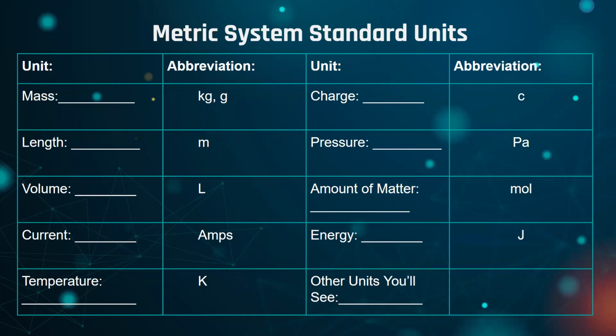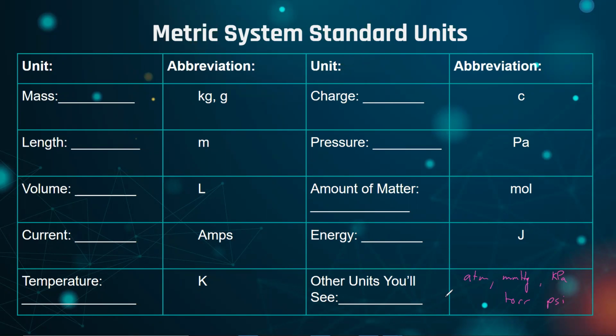Current is going to be in amperes or amps for short. Temperature is generally going to need to be in Kelvin. Charge is represented in coulombs. Pressure, the standard unit is pascals. However, you may also see a lot of pressure units. So under other units, you might see atmospheres is one, millimeters of mercury is another. You might see kilopascals as well, or torr is another pressure unit, maybe PSI. But those units, you're going to need to be able to convert between them. Amount of matter you're going to see in moles, and energy you're going to see in joules.